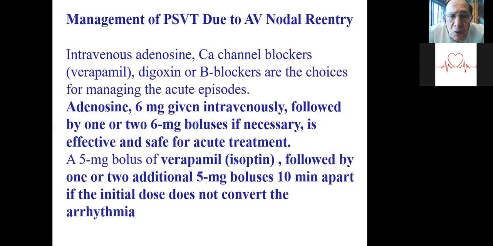If these maneuvers do not succeed, we can give adenosine 6 milligram ampoule intravenous. If it does not succeed, give another 2 ampoules, so the total will be 18 milligram. If it does not succeed, give an ampoule of verapamil, Isoptin, 5 milligram. It is a very beautiful drug, not expensive, and is found in every pharmacy. You can give it intravenous, and it will stop the arrhythmia.